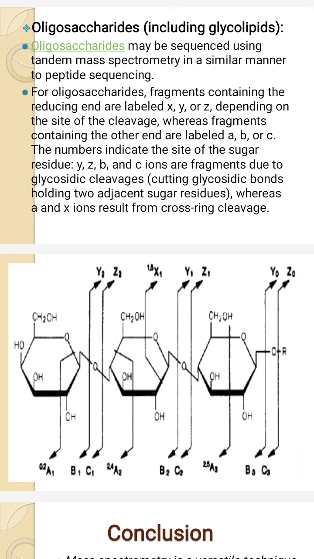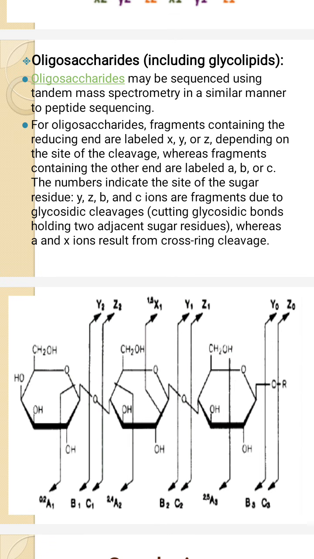Oligosaccharides. Oligosaccharides may be sequenced using tandem mass spectrometry in a similar manner to peptide sequencing. For oligosaccharides, fragments containing the reducing end are labeled X, Y or Z depending on the site of the cleavage, whereas fragments containing the other end are labeled A, B, or C. The numbers indicate the site of the sugar residue. Y, Z, B, and C ions are fragments due to glycosidic cleavages, whereas A and X ions result from cross-ring cleavage.